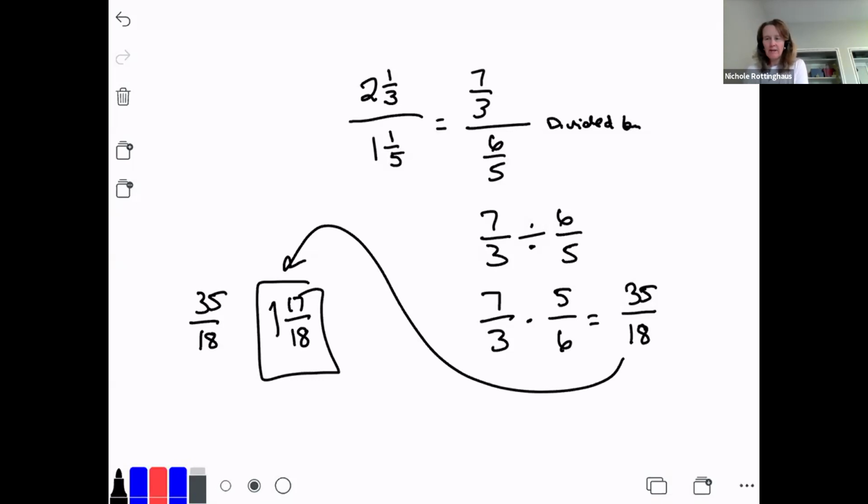Just make sure you remember how to multiply and divide fractions and mixed numbers. They come back. We'll see them again off and on all year. Okay, number 2 is a multi-step equation.